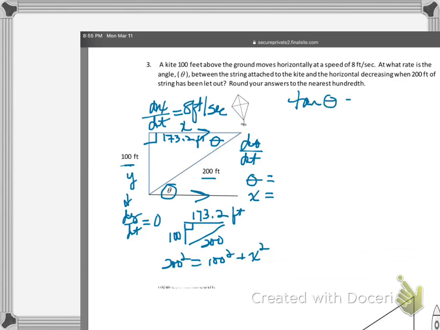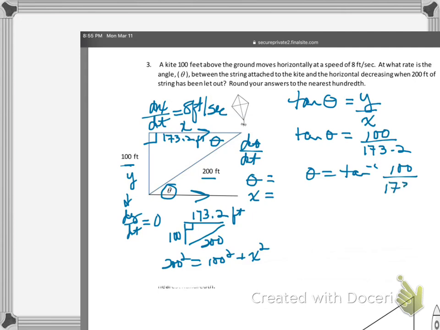So what do I know? Tan of theta is going to equal y over x, and I don't yet know the angle. So tan of theta, still missing the angle, equals y, which was a given, 100, over x, which was not given, but we figured that out. So theta will equal tan to the negative 1 of 100 over 173.2. That makes my theta equal to 0.52 radians. All right, so that's another piece of the puzzle. Just like I've done previously, I'm going to erase this little piece because I used that to get the missing angle.